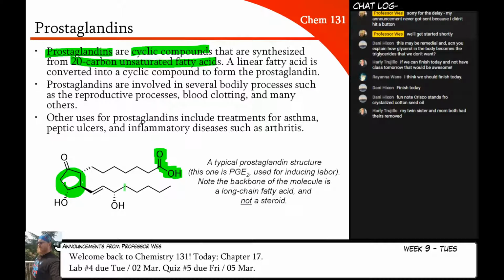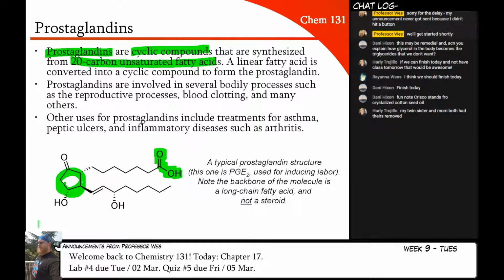Now, prostaglandins are useful for various applications, and they're common enough that I just threw in the structure there. Again, I care more about the structure than the uses because that's sort of getting into biology. Like, why do prostaglandins help for blood clotting? What mechanism is that? I don't actually know the answer to that because I haven't studied that.